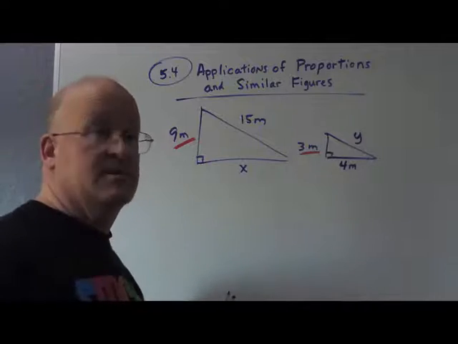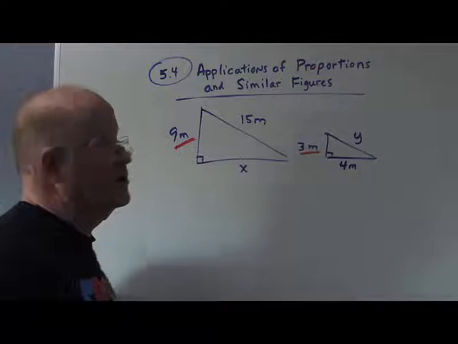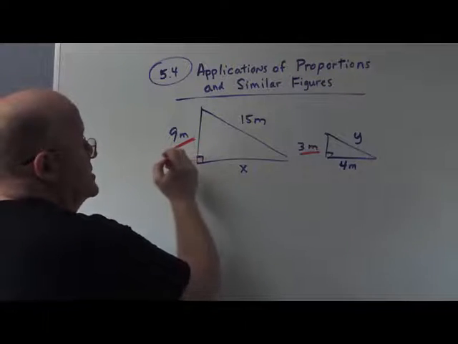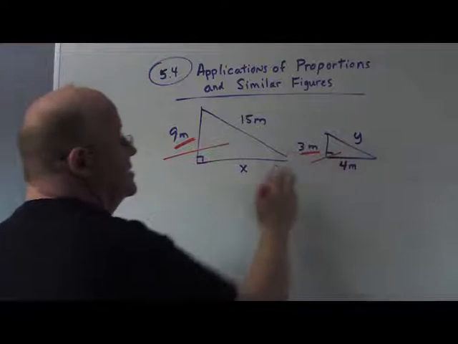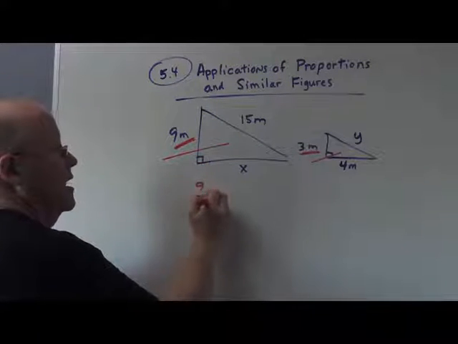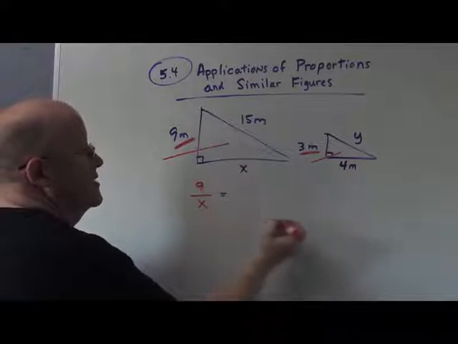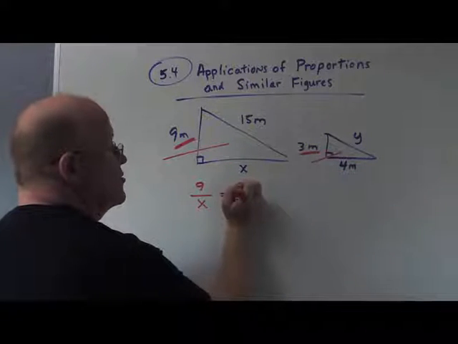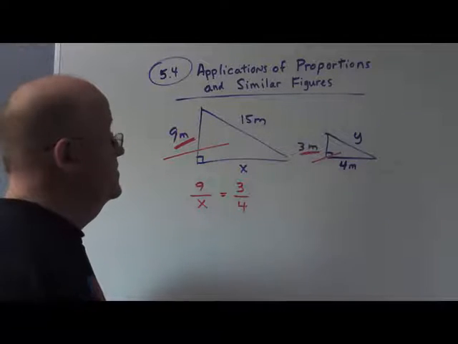If these are lined up such that the corresponding sides are right aligned with each other, you can do the following. You can say, I'm going to create a proportion out of the left side of the base from each of these. I can set up the proportion 9 over the x, that's the left side over the base, from the first figure, is equal to 3 over 4, the left side over the base, from the second figure.